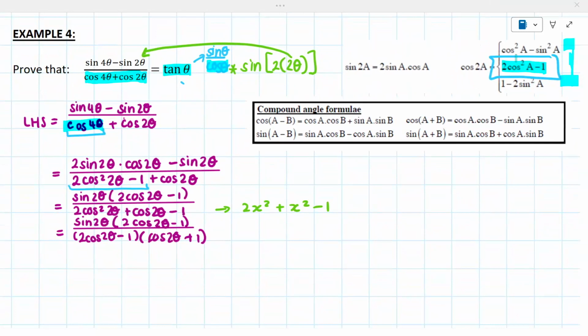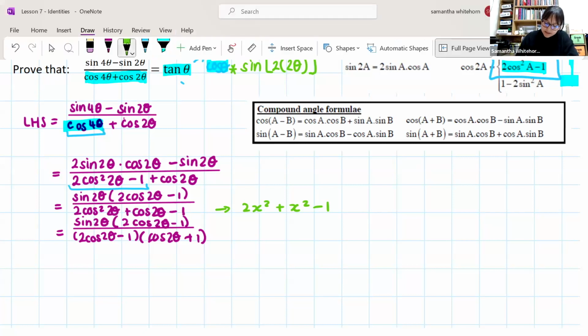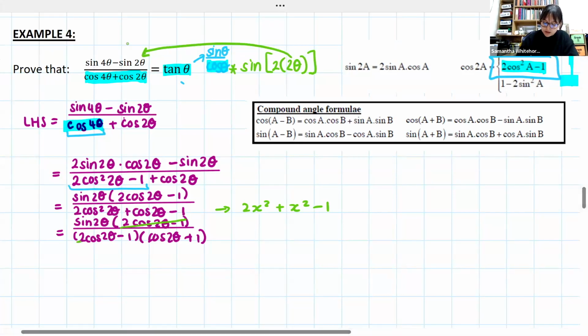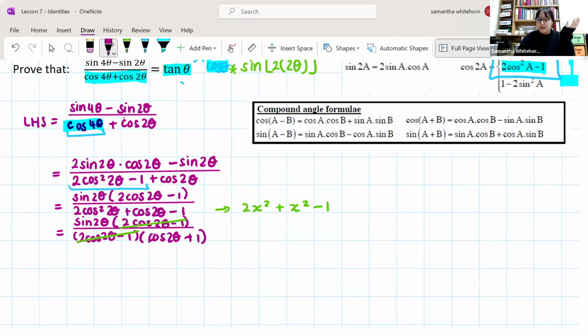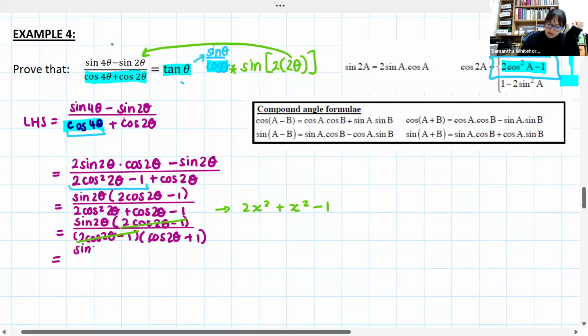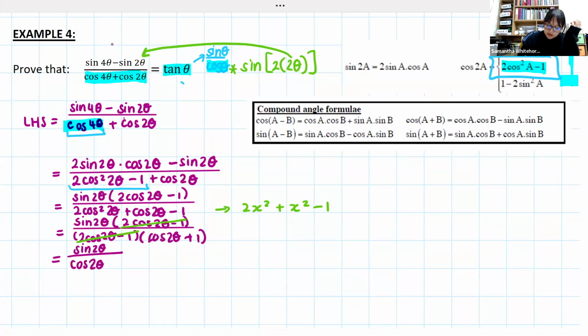All right, so based on what we have, we've got a double angle that we need to deal with. And we now have factorized, we've done all of these fun things, and now we need to go and simplify further. Okay, like I said, hopefully what you can see is that the cos 2 theta minus 1 divides with the cos 2 theta minus 1. And so this is the beauty, remember, of factorization. You can simplify. So now all we have is sine 2 theta over cos 2 theta minus 1.